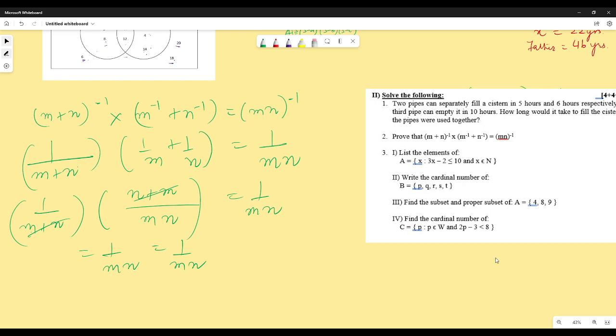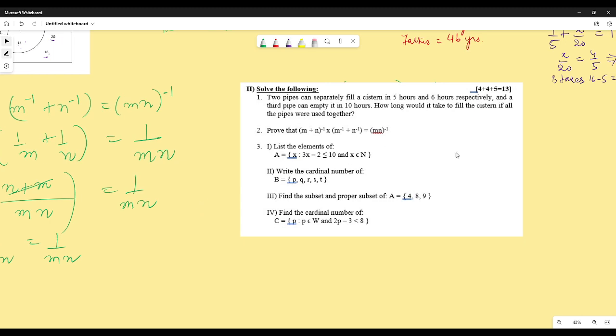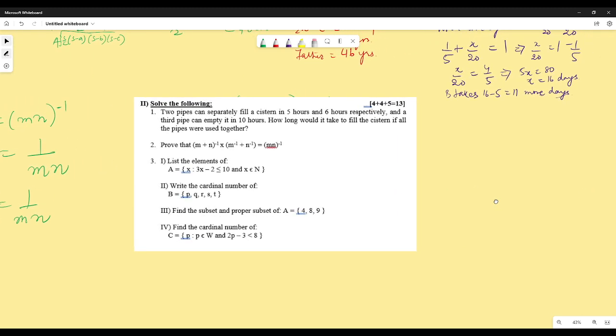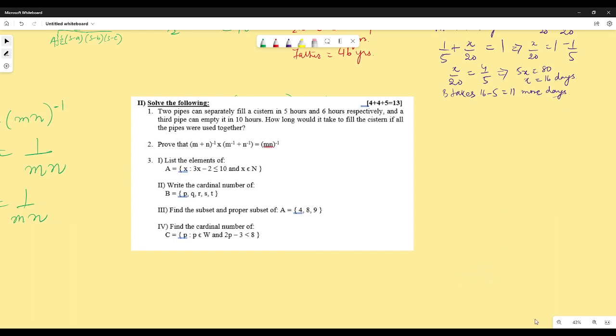Alright. Now let us move on to this last question. Again, it is from the set. Here, what I found was the errors which you committed were in listing the elements. You have to list the elements over here, and this is x you have to list, but you did not list the x part. Here x is a natural number and the condition is 3x minus 2 is less than or equal to 10.